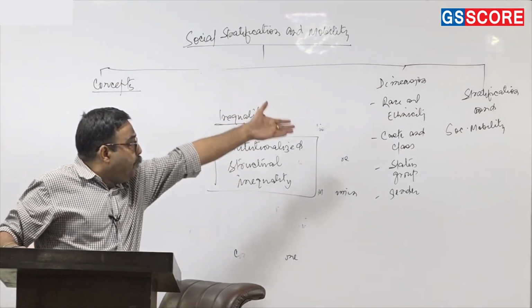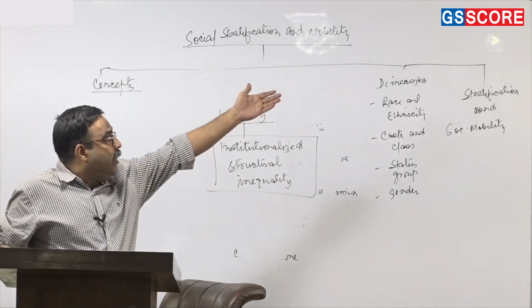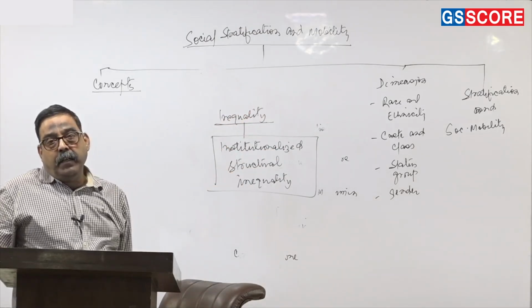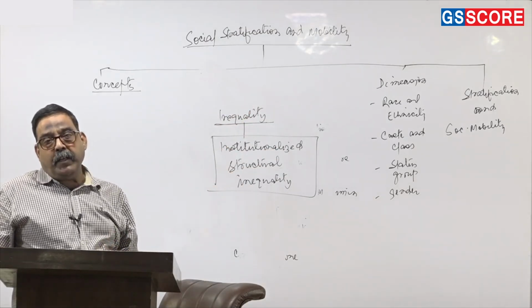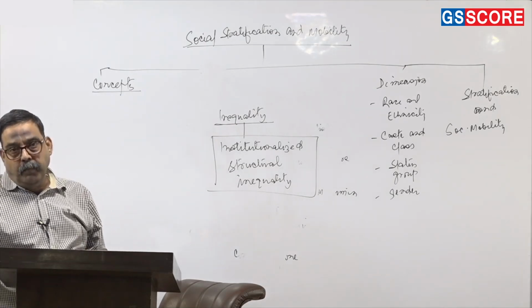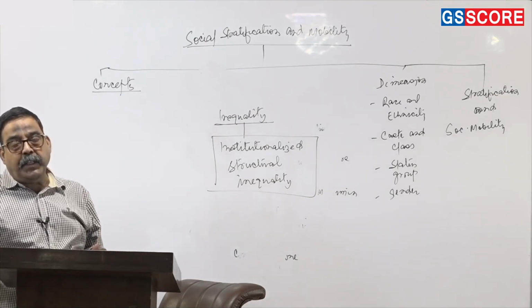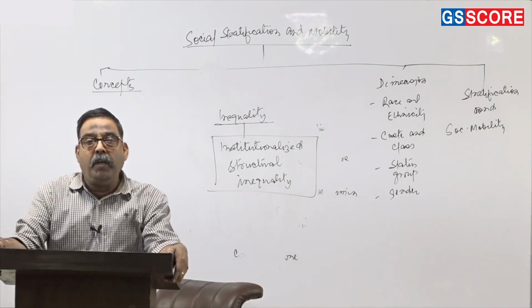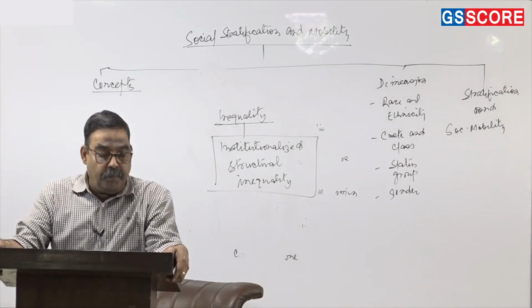So in that way you place this, and then link stratification with mobility, talk about the penalties associated with mobility and types of mobility. But look at this mobility within the same parameters on which you have talked about social stratification. Right?